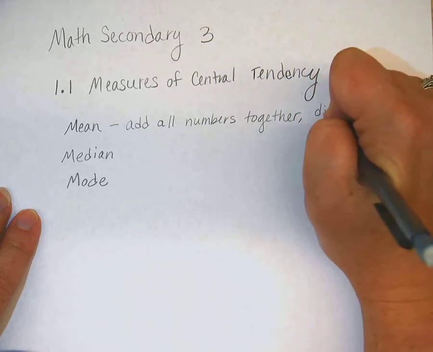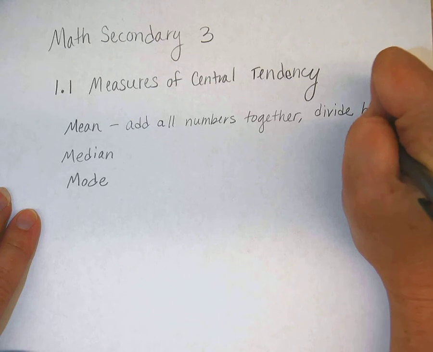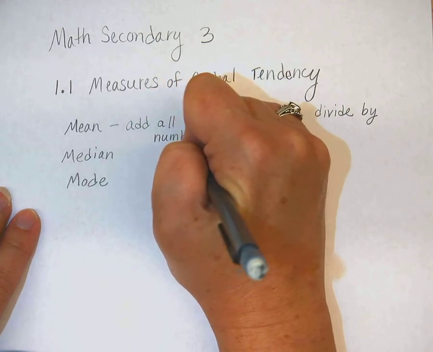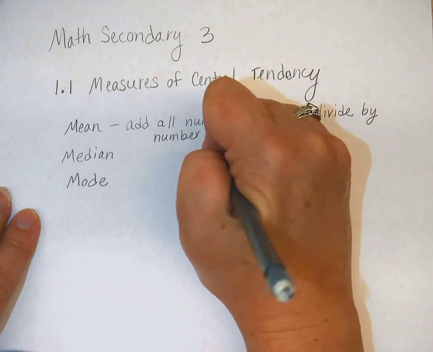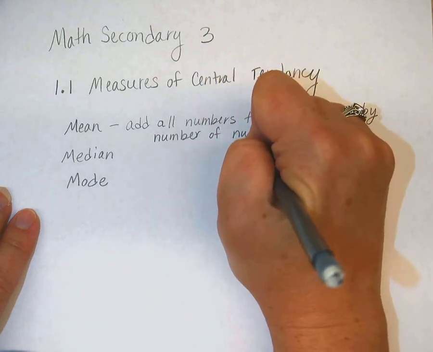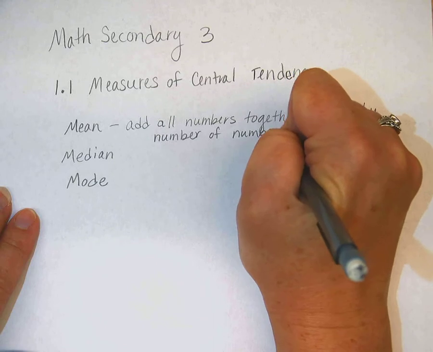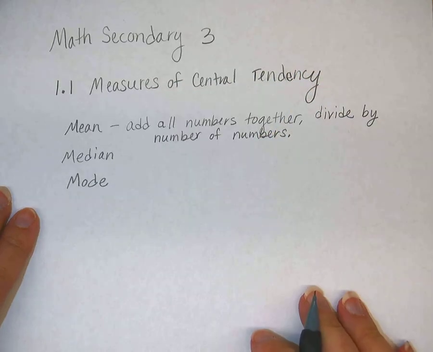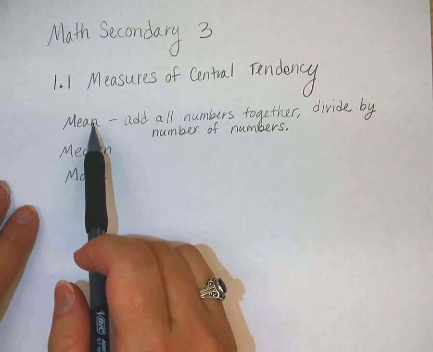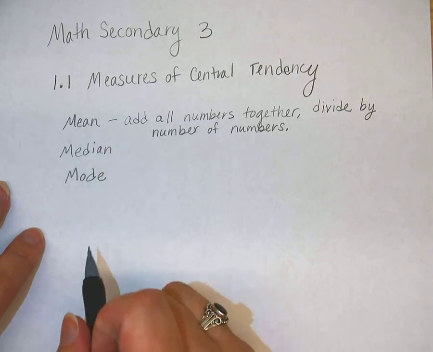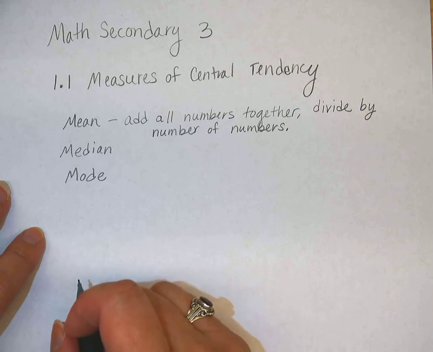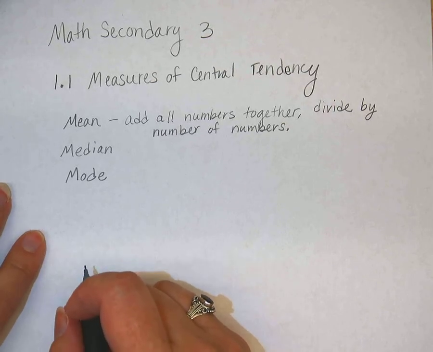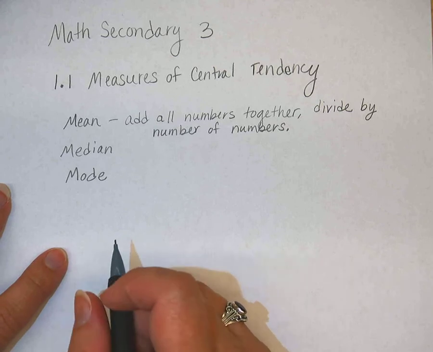All of these measures of central tendency tell us about a set of data. It's like being able to represent a whole set of numbers with a single number. Sometimes the mean is the best representation. Sometimes it's the median. Sometimes it's the mode. We'll be discussing how to tell which one represents the data the best. They all have different purposes.